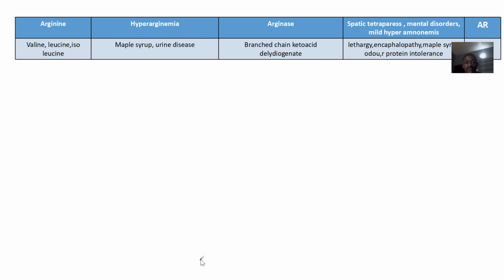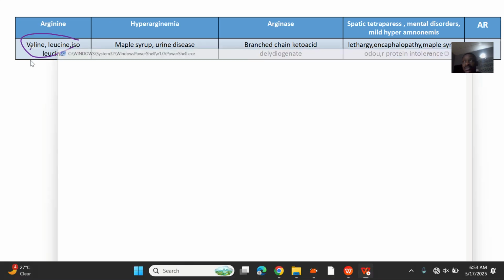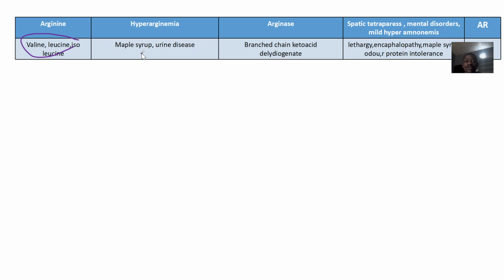This one has deficiency of argininosuccinate lyase. Lastly, we are talking about deficiencies of these important amino acids: valine, leucine, isoleucine. For these, there's maple syrup urine disease, MSUD, branched-chain keto acid dehydrogenase deficiency. There's lethargy, encephalopathy, maple syrup odor in the urine, and also protein intolerance.